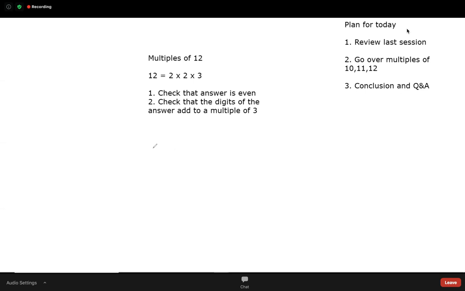So if I give you guys a number like 144, can you guys tell me, is 144 a multiple of 12? Let me know yes or no in the chat. Is it a multiple of 12?